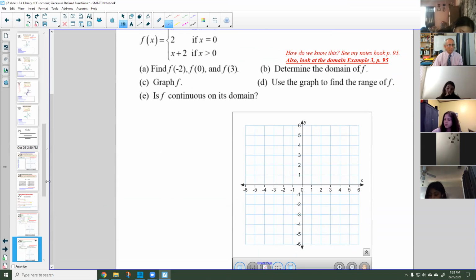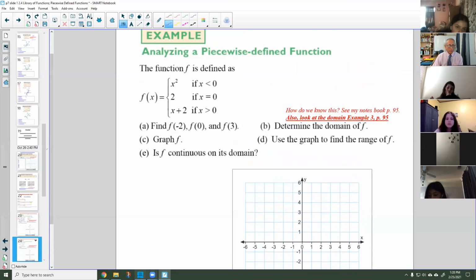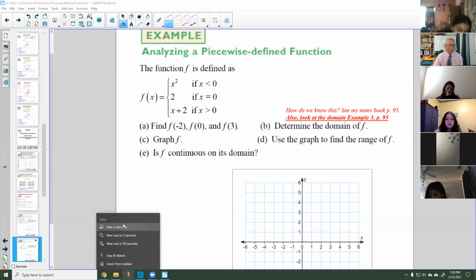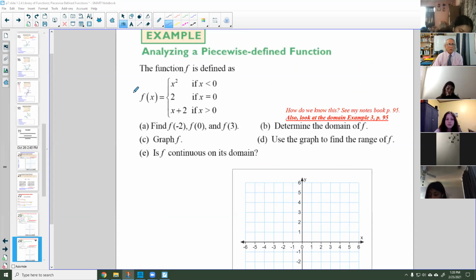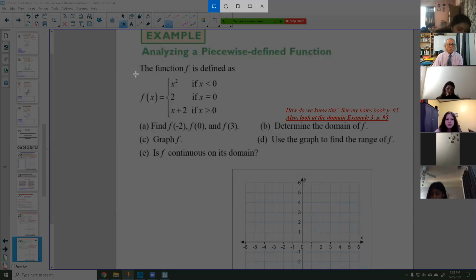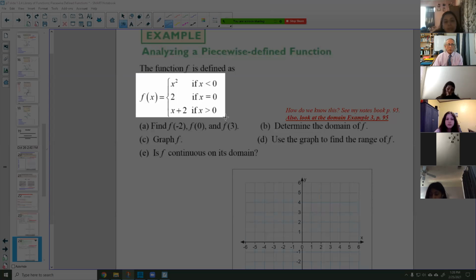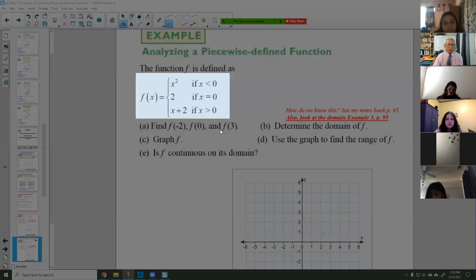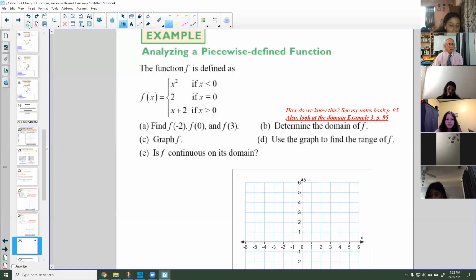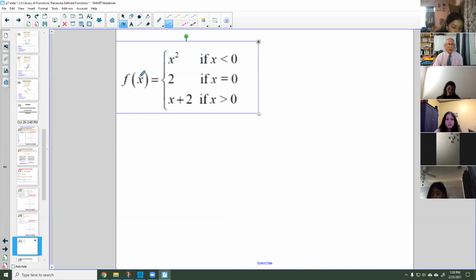You know what? Let's do it on a separate page so that we can see it better. I love the snipping tool. Okay, here we go.